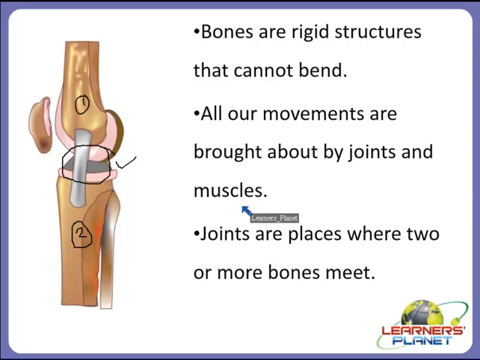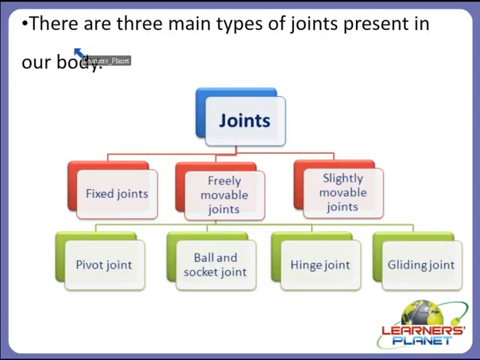Although there are many different types of joints, these joints are divided into three basic types based on how much or how little they let the bones move. So let us see. Yes, there are three main types of joints present in our body, and they are fixed joints, freely movable joints, and slightly movable joints.